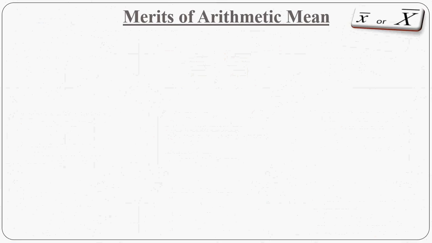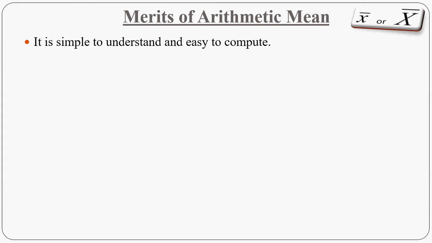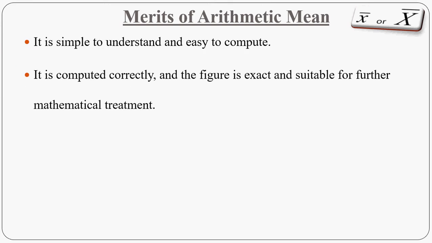So what are the advantages, merits of arithmetic mean? Let us see one by one. It is simple to understand and easy to calculate. So the first merit, it says, is very easy. Making total is very easy, and to calculate also it is easy. The second merit, it is computed correctly and the figure is exact, suitable for further mathematical treatment.